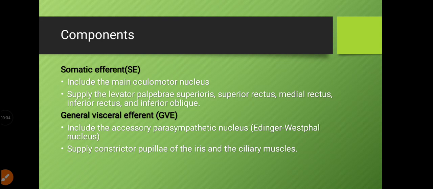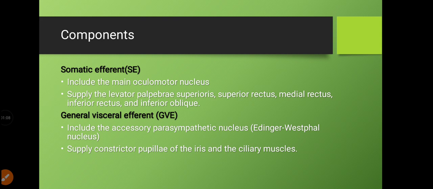The somatic efferent include the main oculomotor nucleus. This nucleus supplies the levator palpebrae superioris and superior rectus, medial rectus, inferior rectus, inferior oblique.